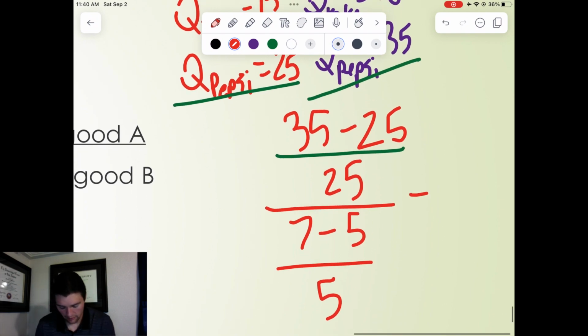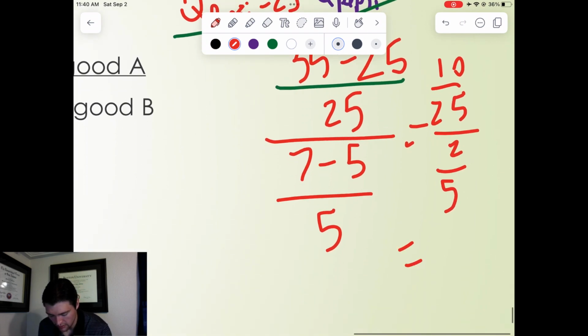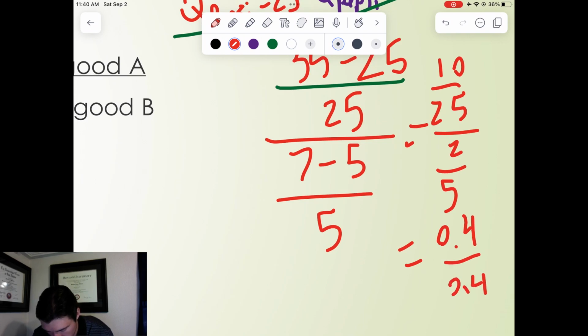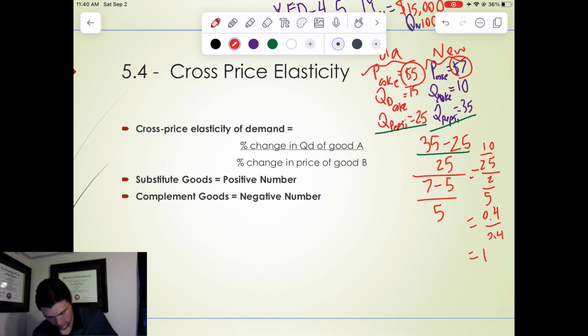Okay, and if you want to follow along here, this should equal 10, 25, 2, and 5. So that should be 0.4 and 0.4, so that should equal 1, right? So if that equals 1, and that's a positive number, that means that these are substitutes. Okay? If we did this another way and we got a negative number, that's going to be a complement.